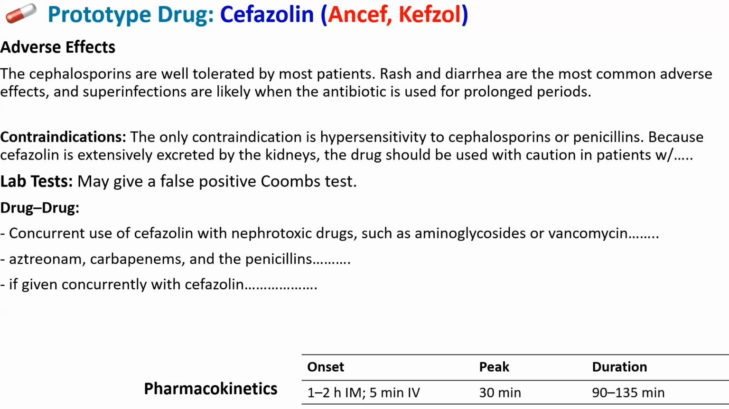The anticoagulant effect of heparin and warfarin may be increased if given concurrently with cefazolin. So if you give heparin or warfarin with cefazolin, make sure that you adjust the dosage based on the lab values, either PTT or PT/INR: PTT for heparin and PT/INR for Coumadin.